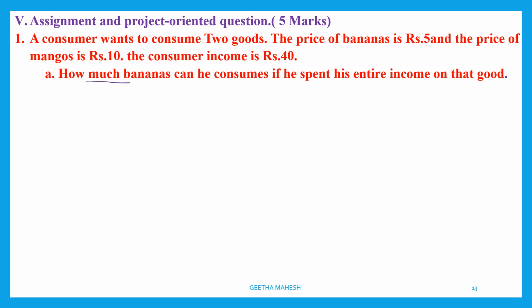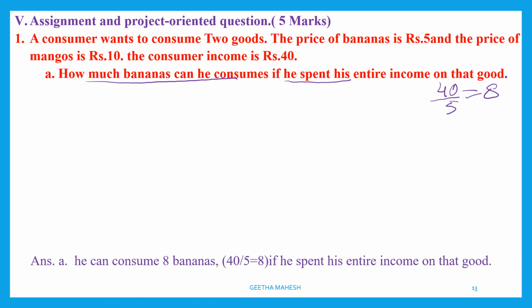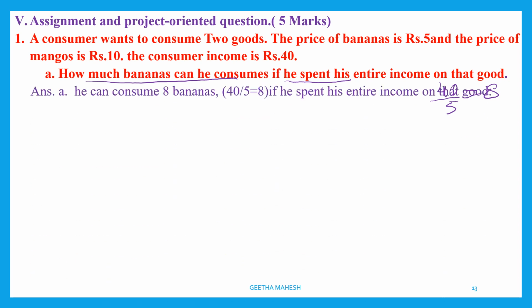How many bananas can he consume if he spends his entire income on that good? The income of the consumer is 40 and the price of a banana is 5. So, 40 divided by 5 is equal to 8. So, 8 bananas he can consume if he spends his entire income. He can consume 8 bananas.